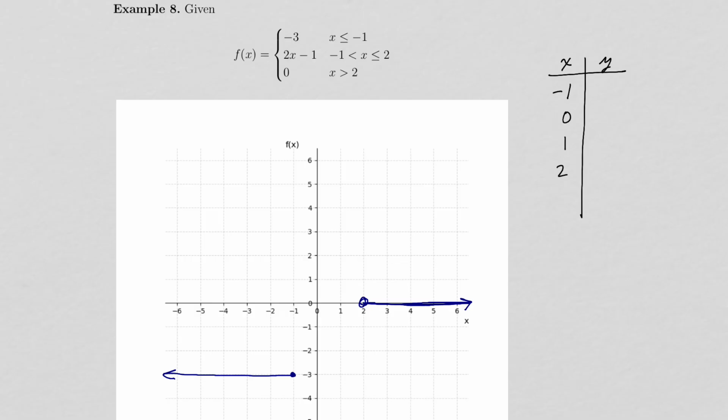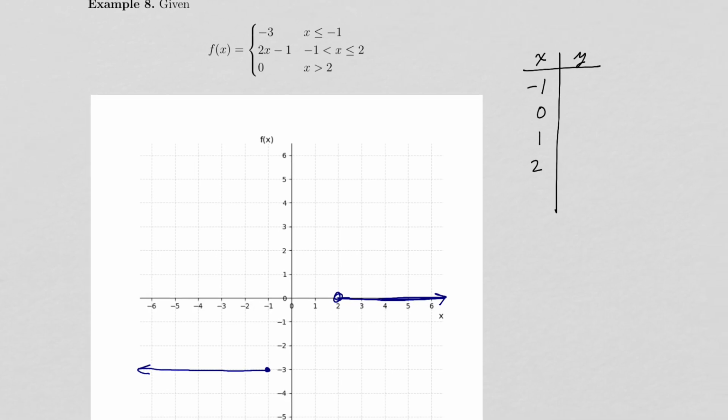So if x is -1, what is my output? Well, I have to use this part of the formula, right? So if I plug in -1 for x there, I have 2 times -1 minus 1. That's going to be a -3. If x is 0, I still use that same output. So 2 times 0 minus 1, that's going to be -1. If x is 1, same thing. That's going to be +1. If x is 2, that's going to be +3.